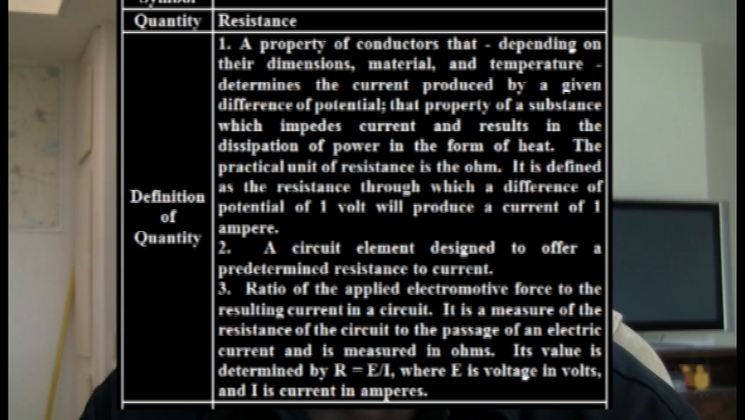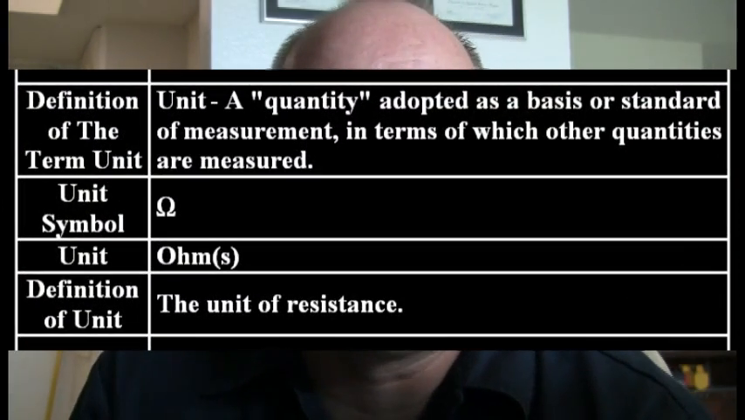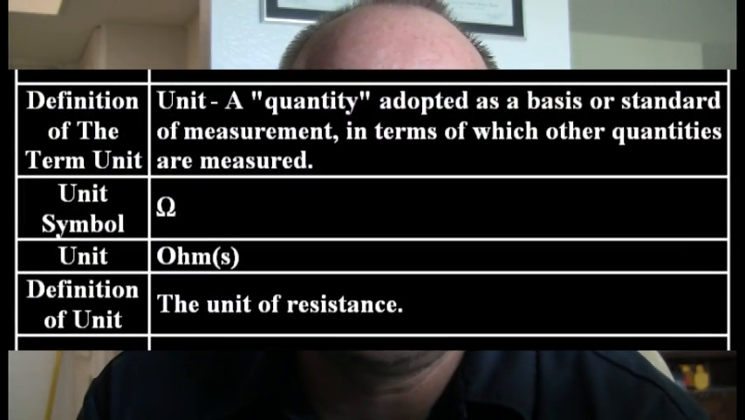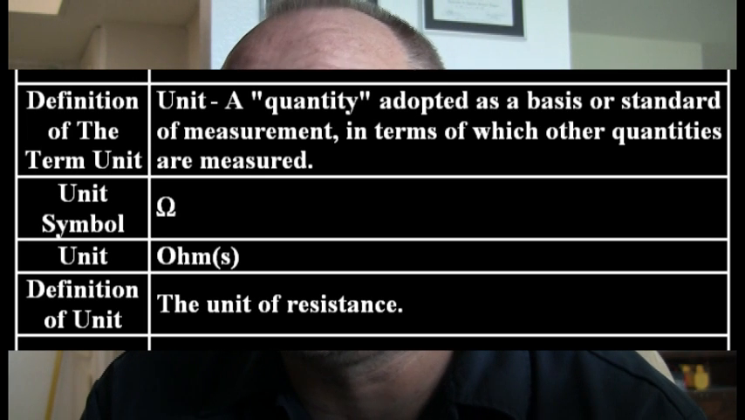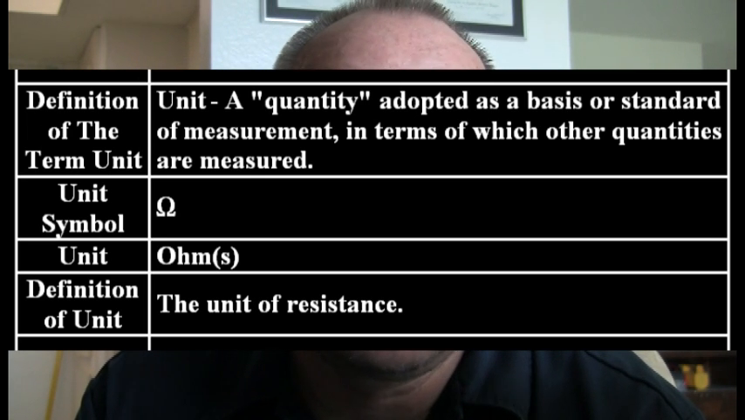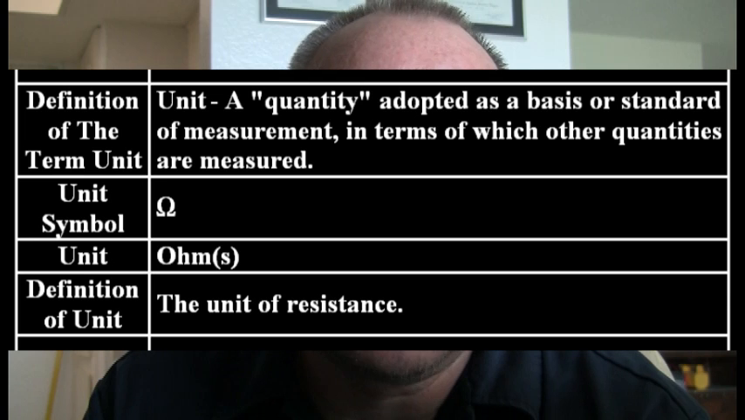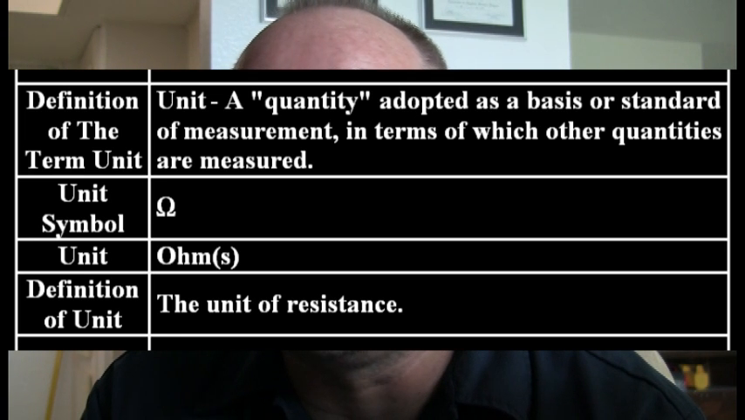So, a lot of this stuff is because they don't know the difference between a quantity and unit, so they just kind of throw stuff out there, and when they realize they don't know what they're talking about, they oversimplify it. So, the next thing would be to define what ohm is. Let's see here. What's the definition of a unit again? It's a quantity. You're taking a quantity, just like we just had there with resistance, and we're adopting that as a basis or standard of measurement in terms of which other quantities are measured.